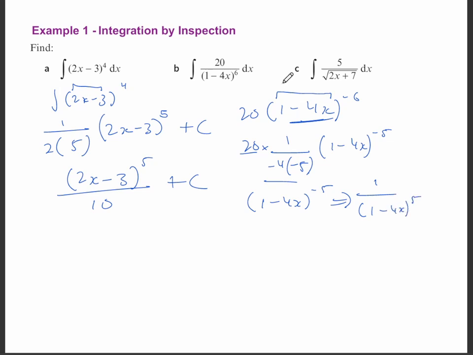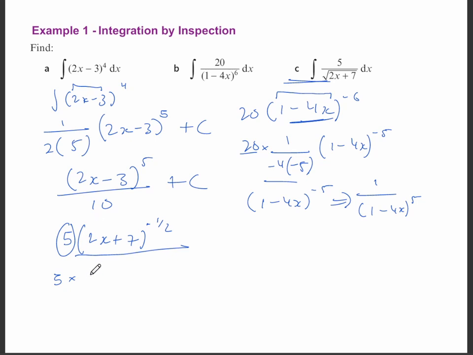For c, we're going to do the same thing, so bring that up first. It will become 5, 2x plus 7 power negative a half. Remember, square root is power a half, bring it up, it becomes negative. Then what we're going to do is use our formula. So whatever's outside the bracket stays as it is. So 5 multiplied by now the integral of this.